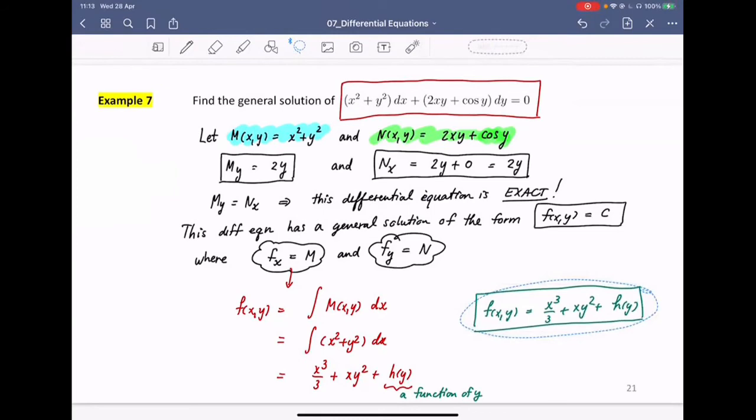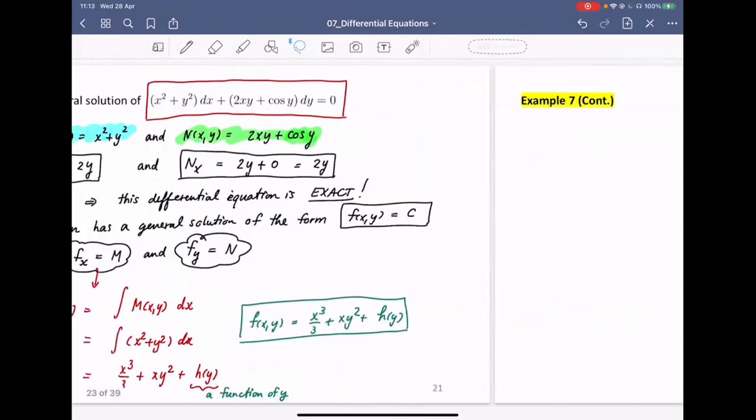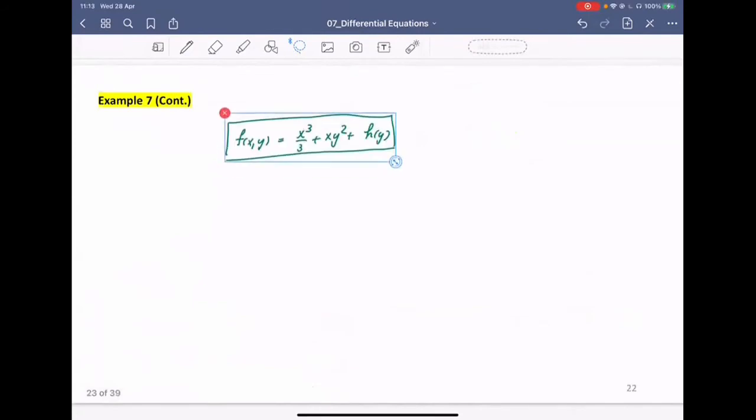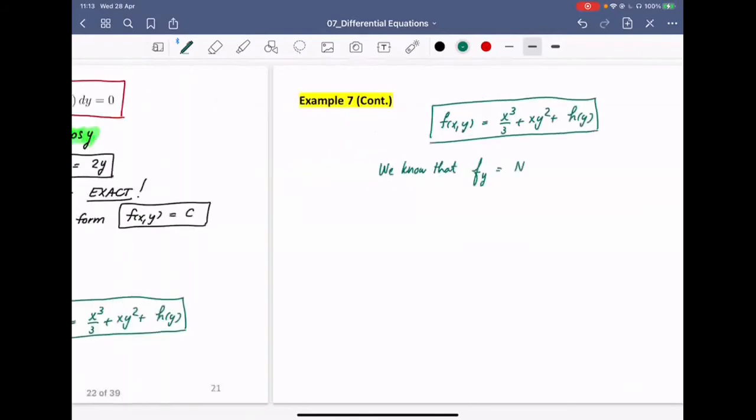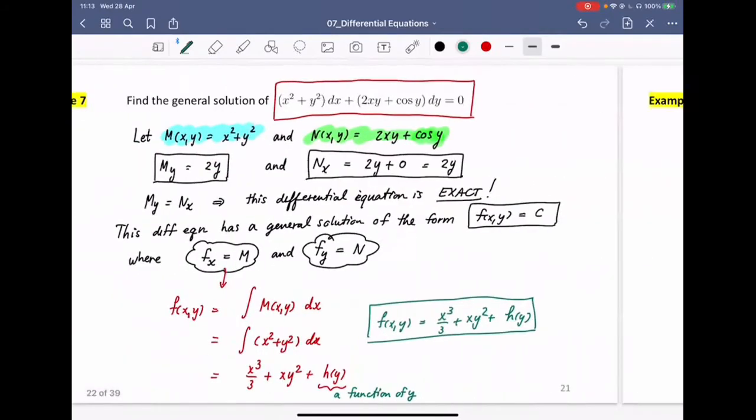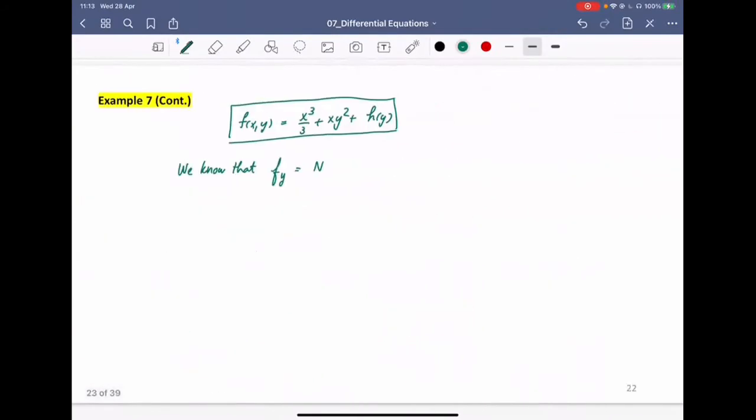Differentiate with respect to y, and then I should get the function n. So we're going to copy it there. This is my function f, because we know that if I differentiate that function f with respect to y, I get n right here.